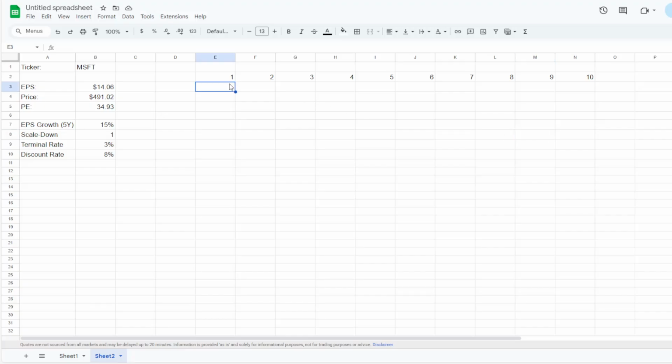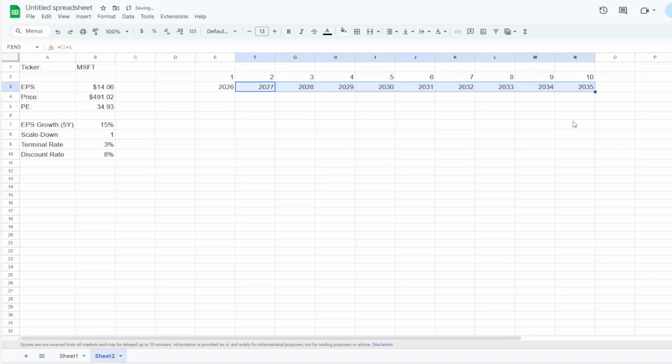Now I'm recording this at the very end of 2025. So I'm going to put 2026 here for 1 year from now. I'm going to say equals this number. Google already knows what I want to do. I want to take that number and add 1 to it. So 2027, I'm going to click and drag, and it will autofill my formula all the way to the year 2035.